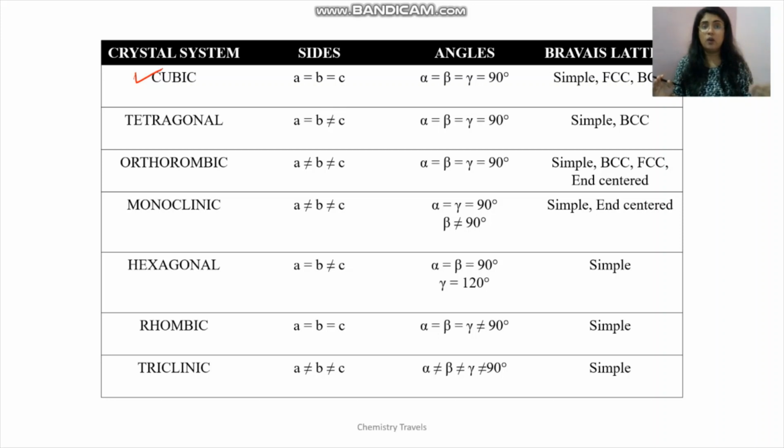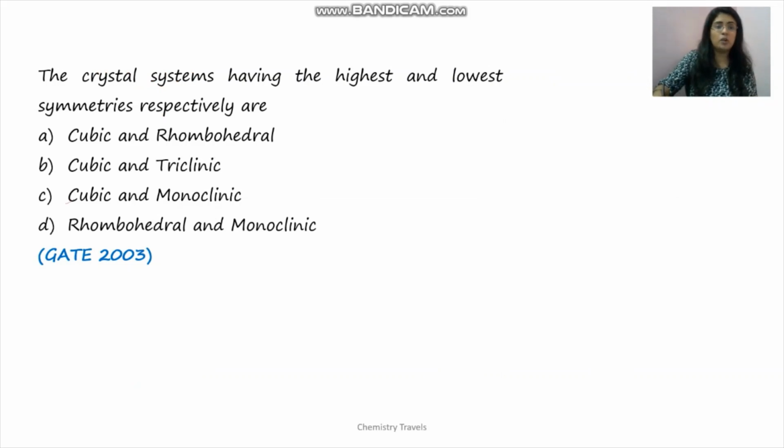And when I come down, the least symmetrical means nothing should be equal. Angles are all different, sides are all different. So when I come down, it is the triclinic one, which is having all sides different and all angles different. So the most symmetrical is cubic and the least symmetrical is triclinic. So my option B is found to be the right one. Option B is right.